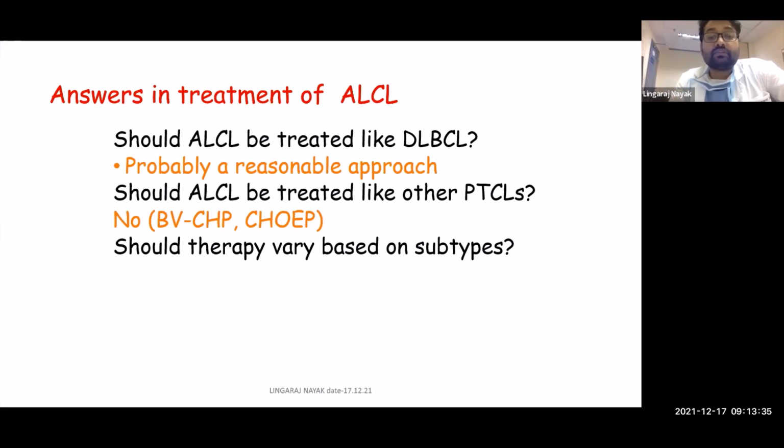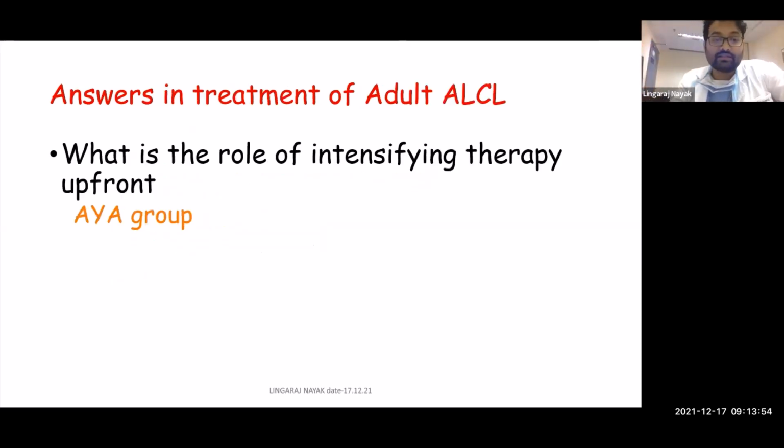Now, should therapy vary based on subtypes? As of now, if you have ALK negative but you have DUSP22 or p63, whether the therapy is different, yet we are not there; this is not standard of care. ALK negative ALCL has to be treated with a standard protocol. There is no subtype specific approach. Probably in future we may get answers for that.